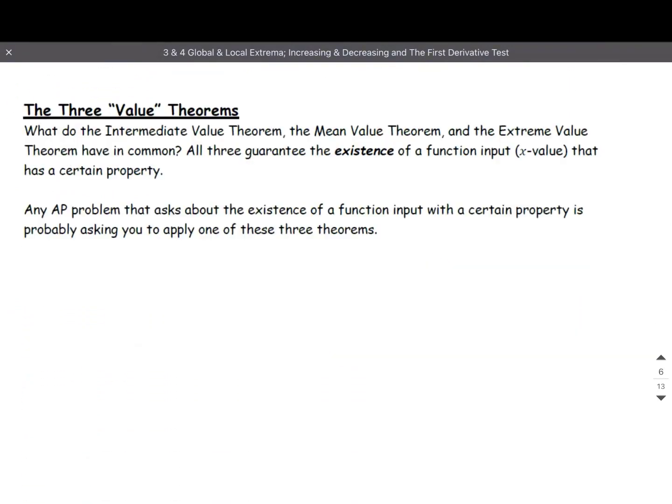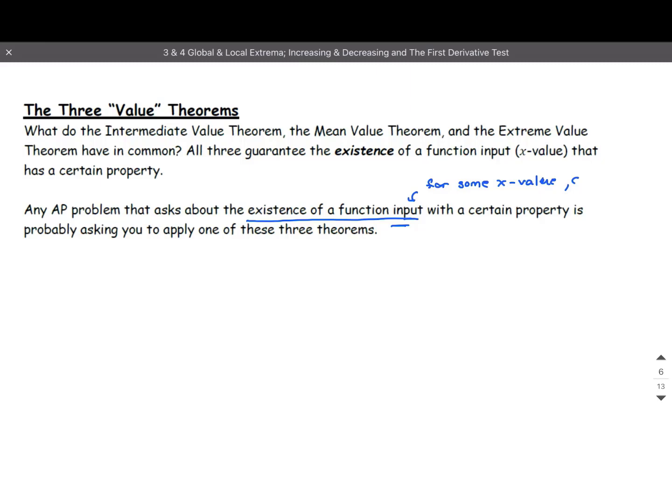Just a little word about the three value theorems, okay? What do the intermediate value theorem, the mean value theorem, and the extreme value theorem have in common? All three guarantee the existence of a function input, an x value, that has a certain property. Any AP problem that asks about the existence of a function input with a certain property, some x value c, is probably asking you to apply one of these three theorems.